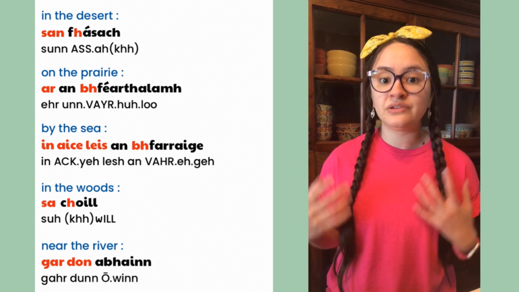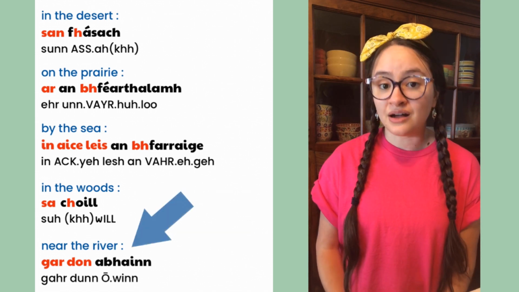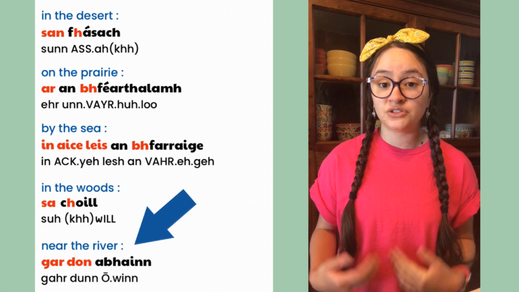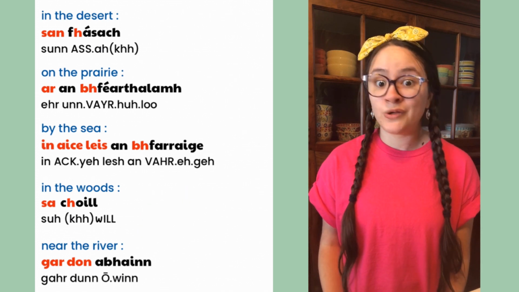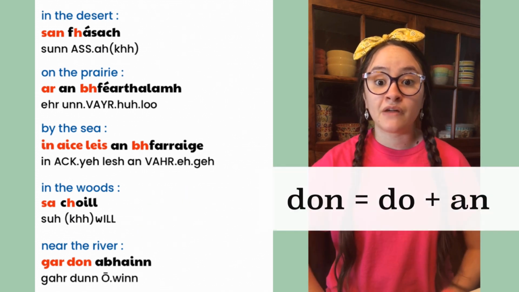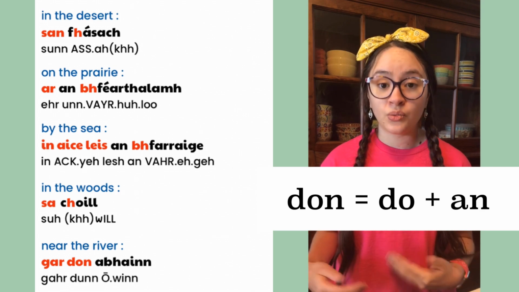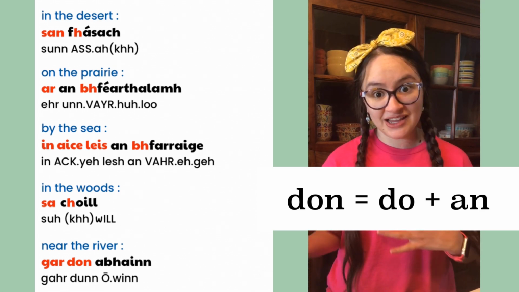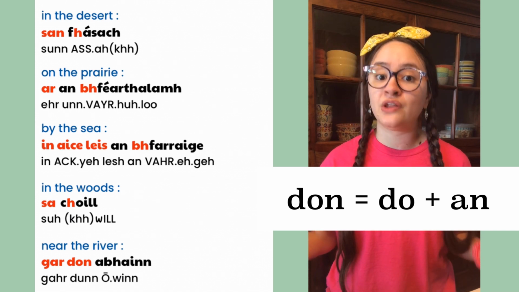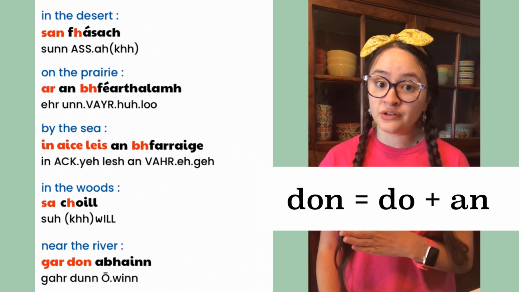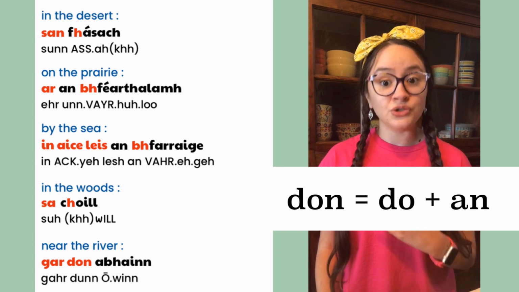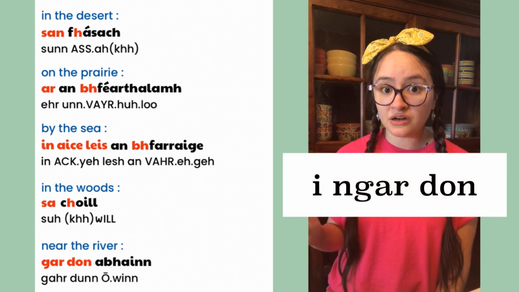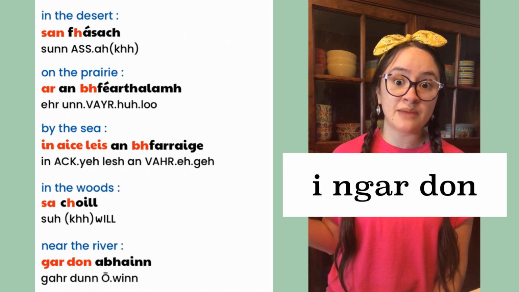And last we have near the river. Gar-dun-owen. Dun is another one of those combo words, and it's made up of the preposition do, which means two or four, and un, which again is the singular definite version of the word the. So gar-dun-owen, you're literally saying near to the river. Another version of gar-dun you might hear is ngar-dun, and it literally means the same thing, and you can use it interchangeably.